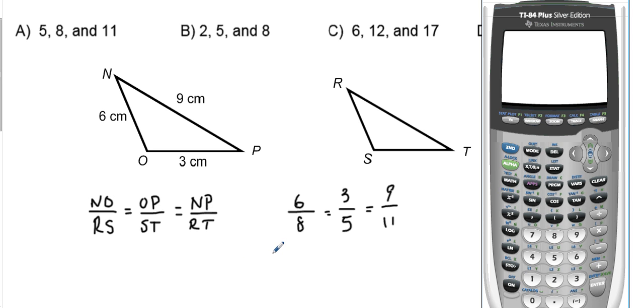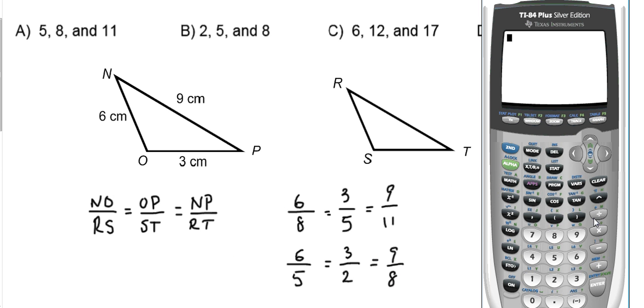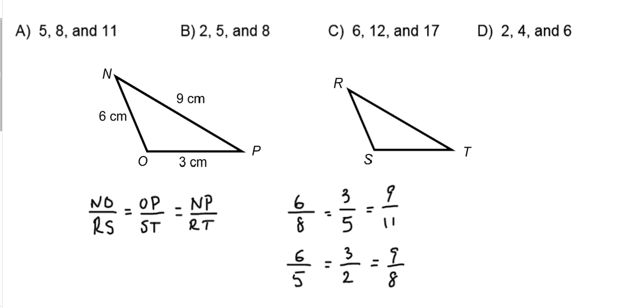So let's get to writing again. I'm going to do 6 divided by 5. That has to be equal to 3 divided by 2. And lastly, 9 divided by 8. So let's try this and see if this one works. 6 divided by 5 is 1.2. 3 divided by 2 is 1.5. So that doesn't work either. So far, A is no good, B is no good.